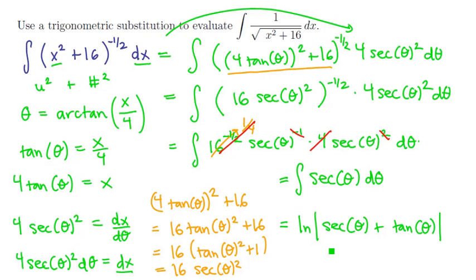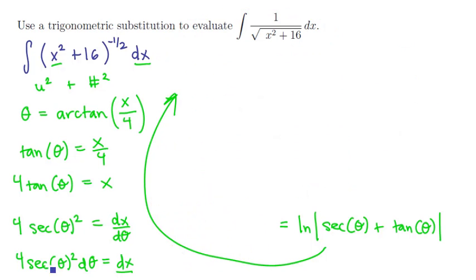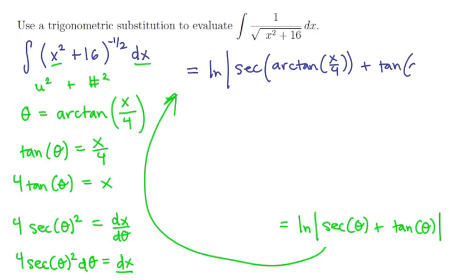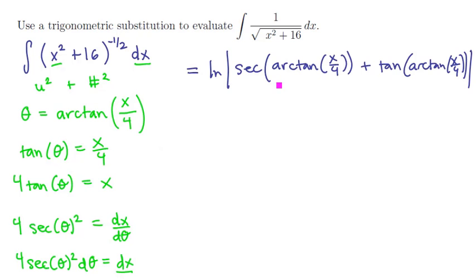And now we're ready to back substitute. Let's do that work up here. So back substituting, we get the natural logarithm of the secant of theta, which was the arctangent of x over 4, plus the tangent of the arctangent of x over 4. Now to solve these things, look at this. You've got two trig of arctrig combinations.